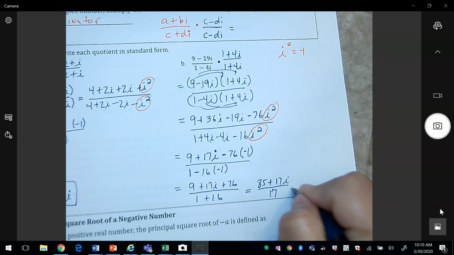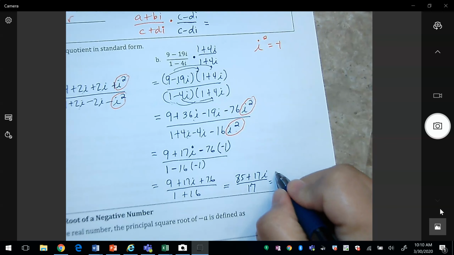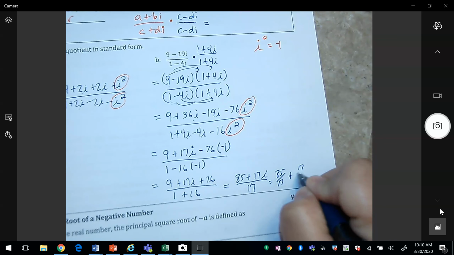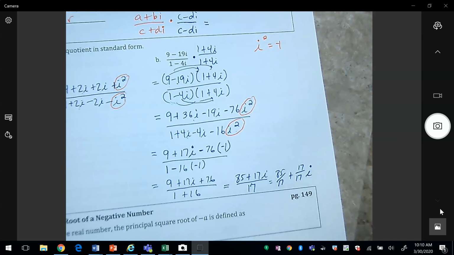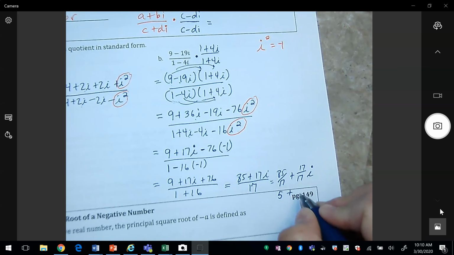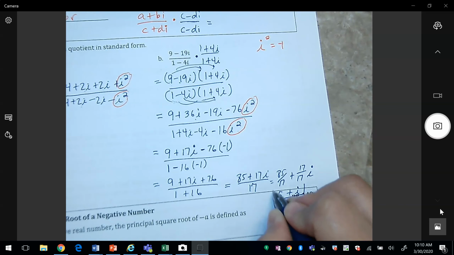So if we rewrite this, we're going to end up with 85 divided by 17 plus 17 divided by 17. 85 divided by 17 is 5. 17 divided by 17 is 1. So this gives us 5 plus i.